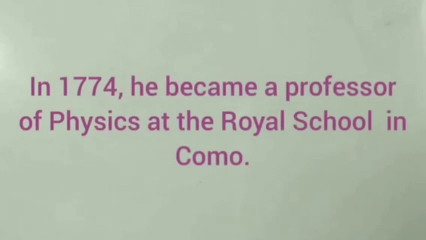In 1774, he became a professor of physics at the Royal School in Como. After reading this, you have to collect so many pieces of information. If I ask you in which organization he became a professor? Yes, you are right. That is Royal School. Where? Right, Como. And in which year did he become a professor of physics? Yes, in 1774. And in which subject? Yes, it's physics. You are right.